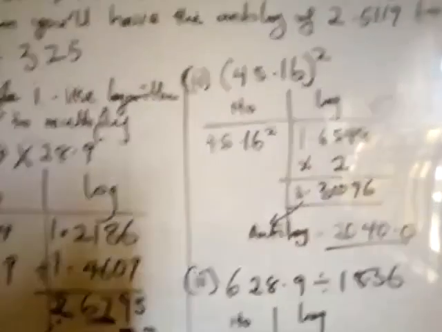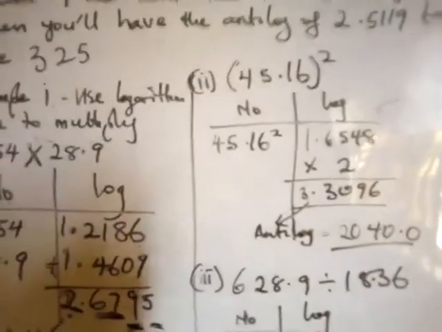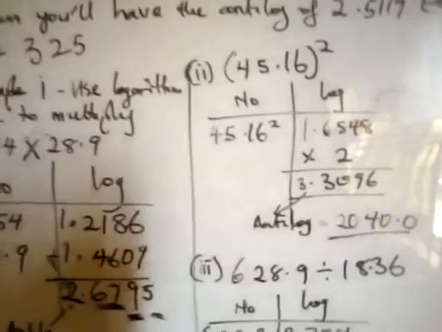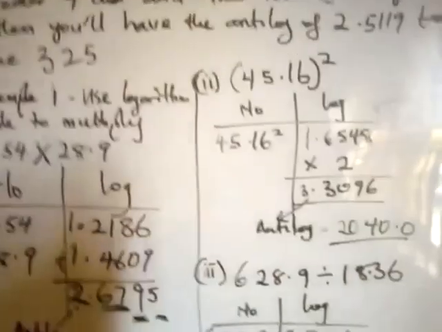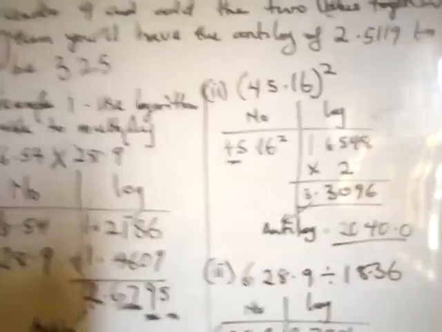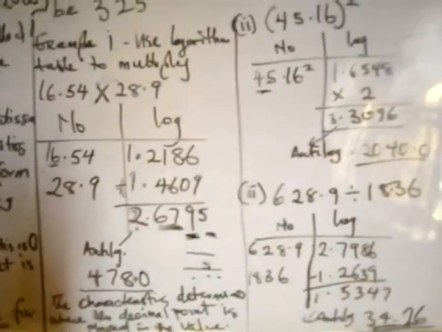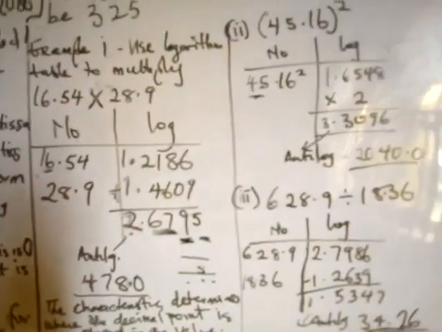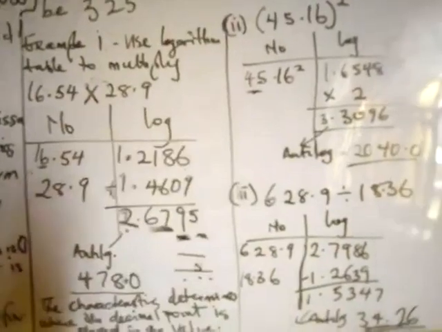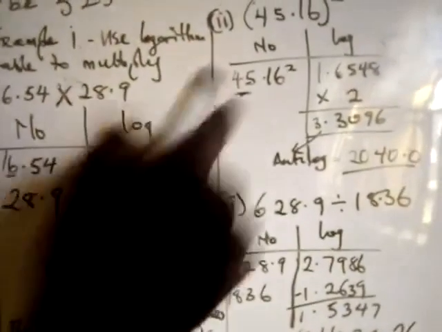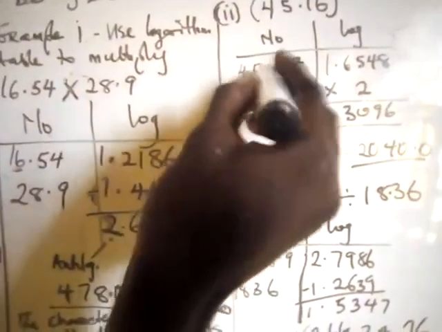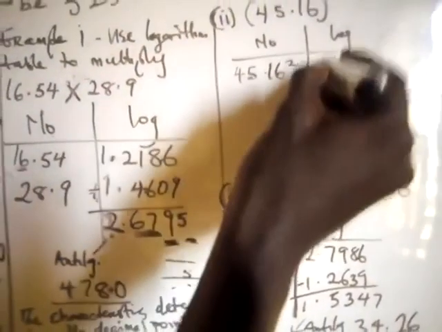Now 45.16 raised to power 2. The first thing you do is to get our characteristics. If you have a whole number that has 2 digits, then your characteristics will be 1. That's why we have 1 point.